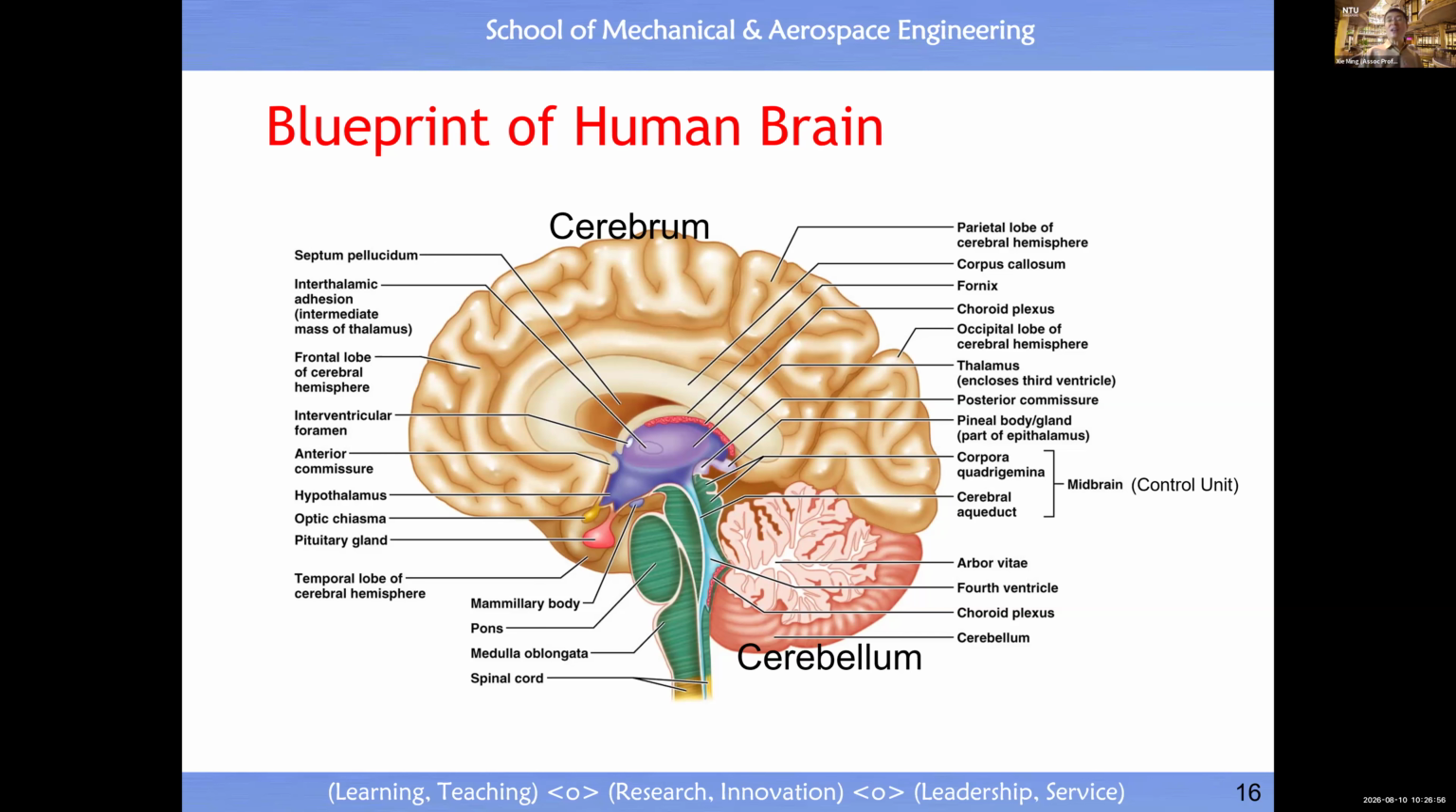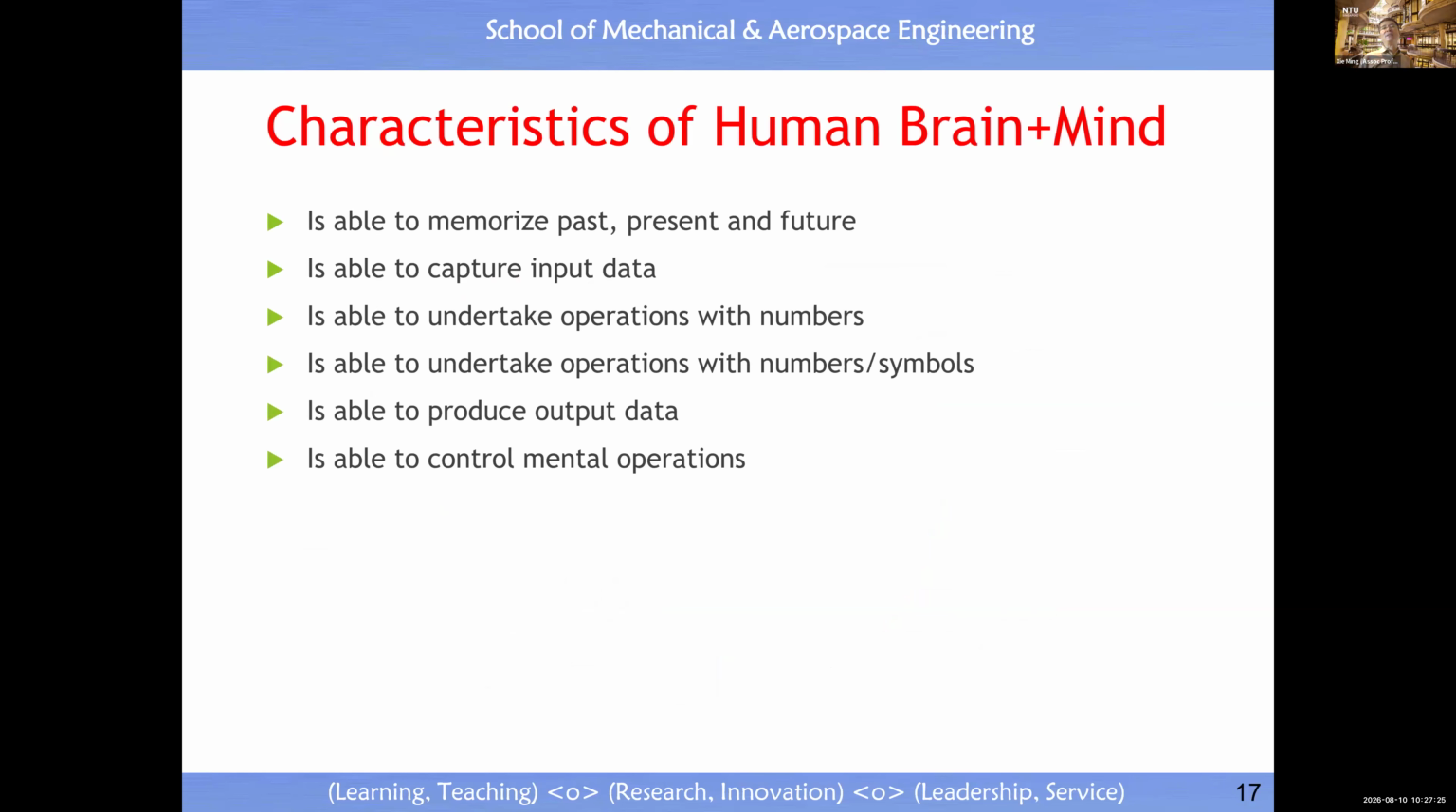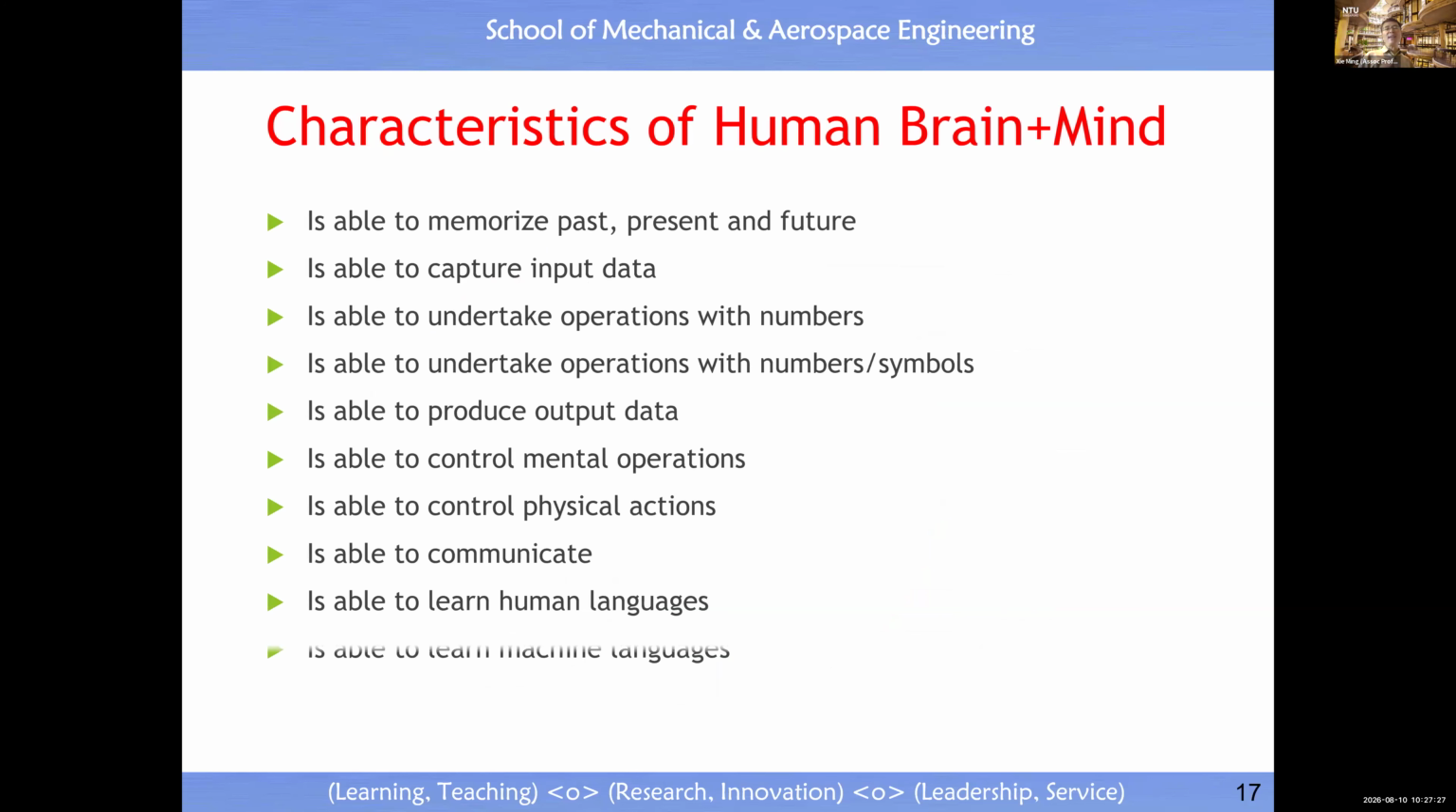But pay attention to another one, which is the midbrain. You see, that is a control unit. Surprisingly, the invention of today's digital computer more or less follows this architecture. We have a control unit, then we have a CPU. CPU can serve as a cerebellum or cerebrum. Okay, very interesting. So this is just a summary about what our brain and the mind can do.